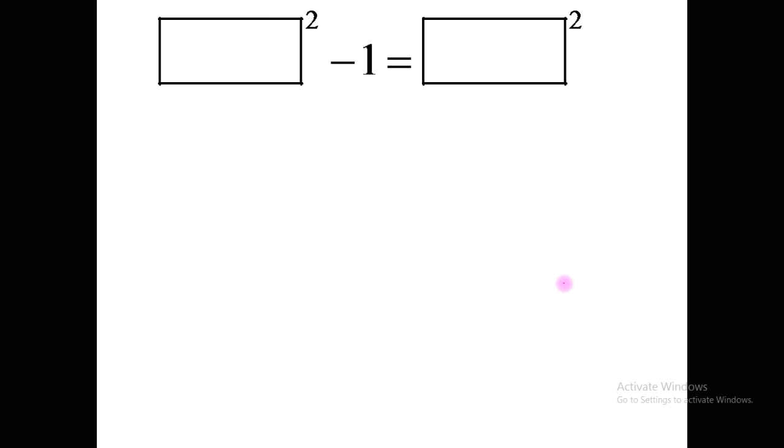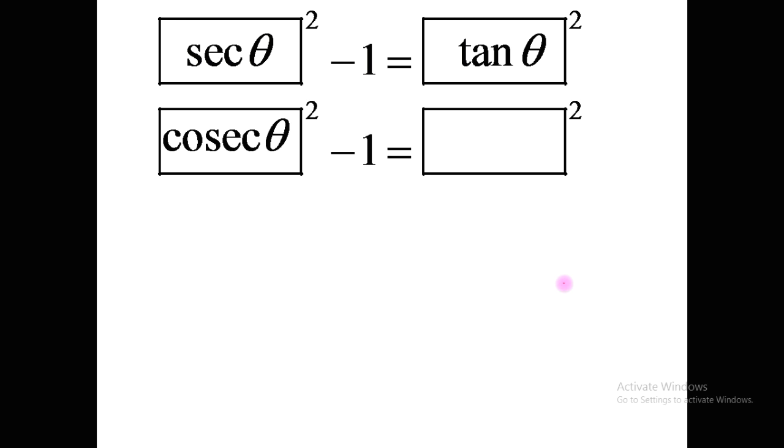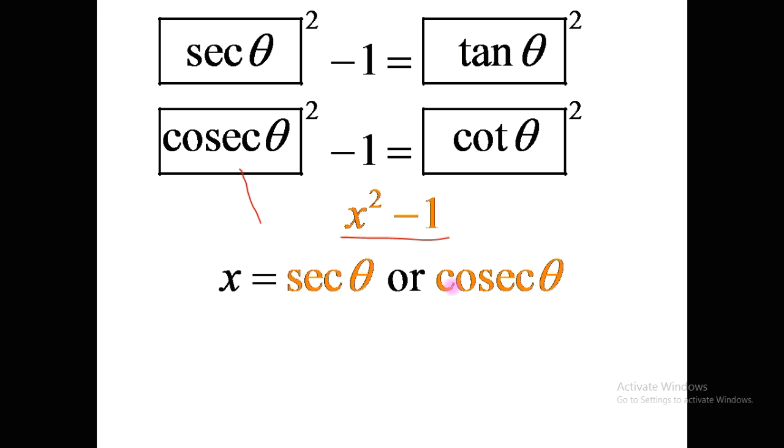Now this one, some bracket square minus 1 is equal to some other box square. As you know, we will place sec theta over here, then it will become sec square minus 1, which is nothing but tan square theta. Or otherwise some might put cosec theta in the first bracket, then he will get cot theta in the next bracket. Now what is this form? I am going to replace this part by x, so it is x square minus 1. If it is of this form, then the substitution will be x is equal to sec theta or x is equal to cosec theta.